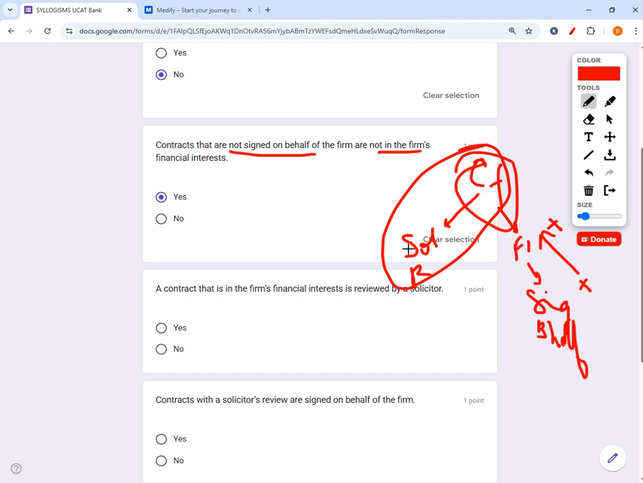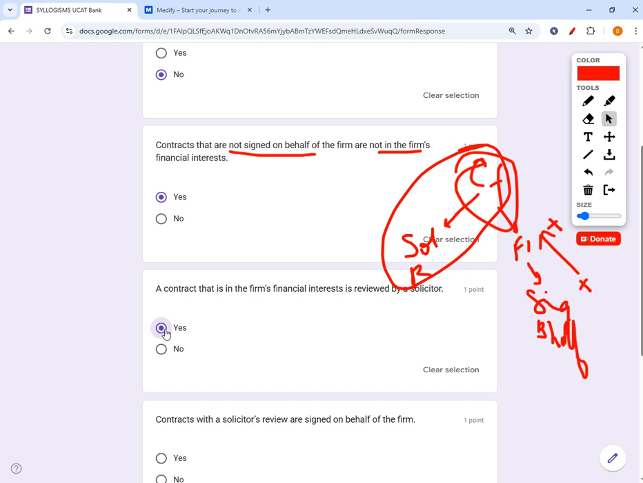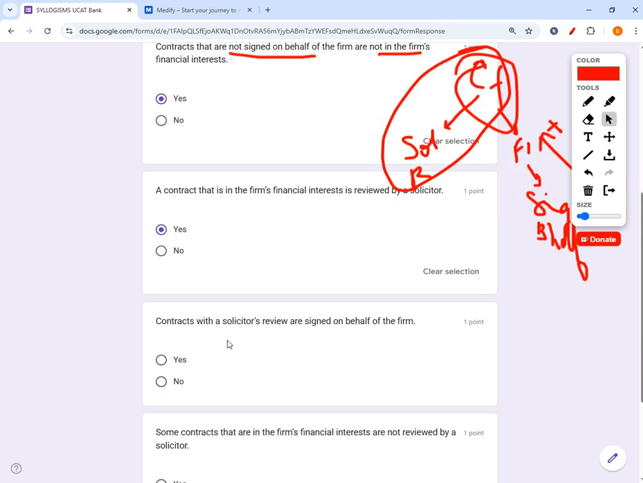All contracts are reviewed by the solicitor. So we agree with that. That's a big fat yes. All right. Moving on to the next one. Contracts with the solicitor's review are signed on behalf.